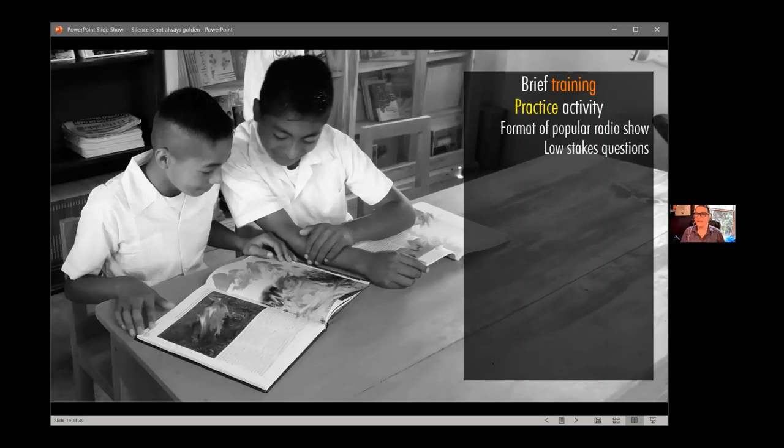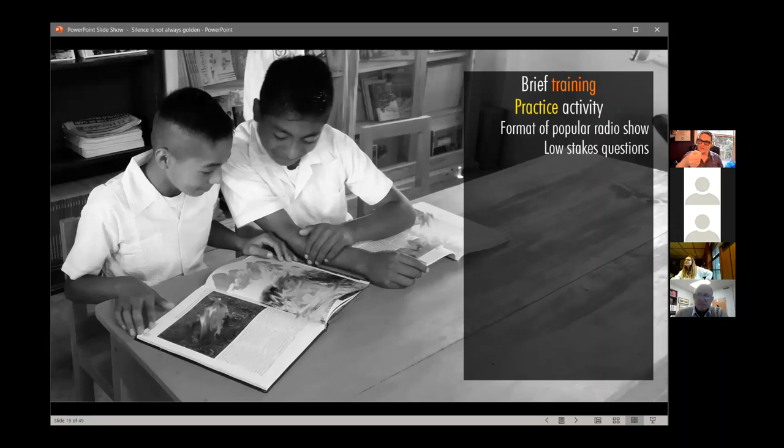Then we did a practice activity. We used the format of a popular radio show in Honduras, Ache Ariane. It's a great show, but it's essentially this kind of overdone interview style. And because it was familiar to the youth, they latched onto that really quickly and really got into it. They would even hold fake microphones up to each other, like they were interviewing each other in the street.